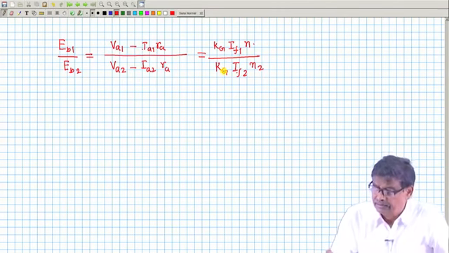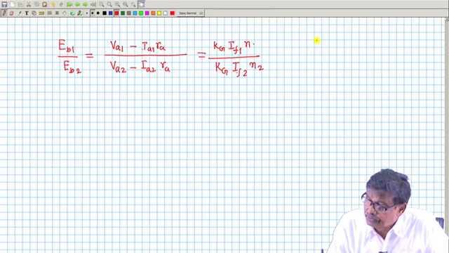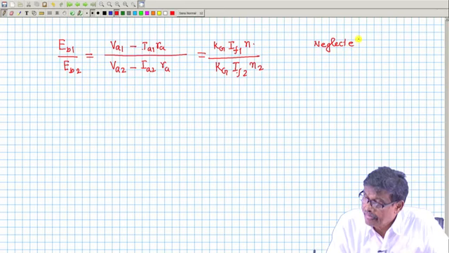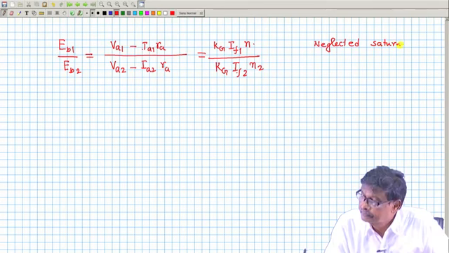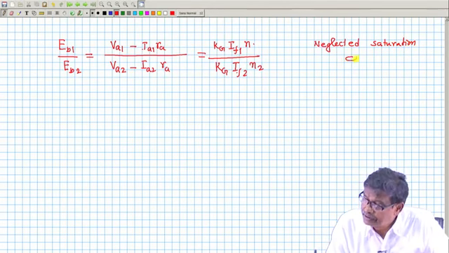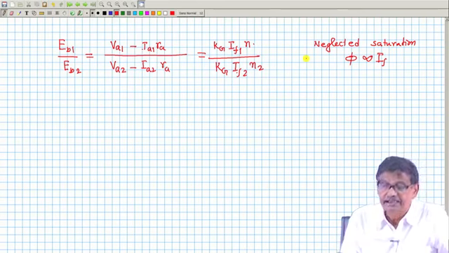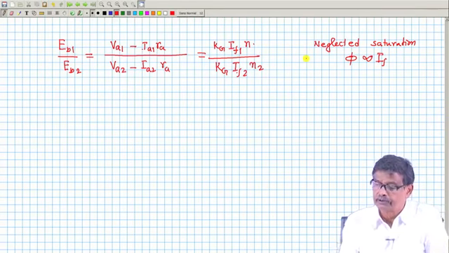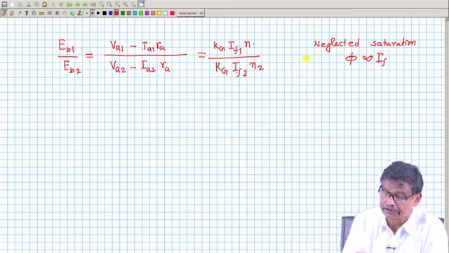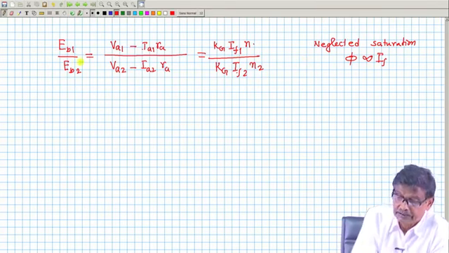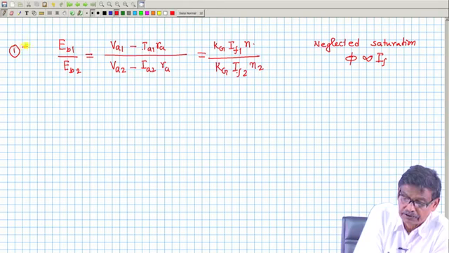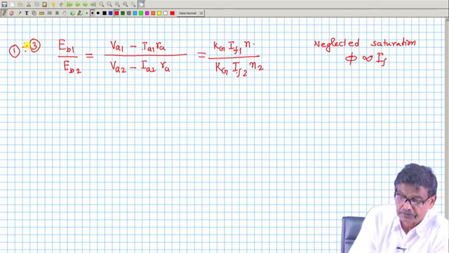And obviously, I have neglected saturation. That is, I have assumed phi is proportional to IF, then only you can do that, otherwise K phi n is the voltage. So, phi can be replaced by some other constant into IF. So, this you get by dividing 1 with 3 of the previous equation.